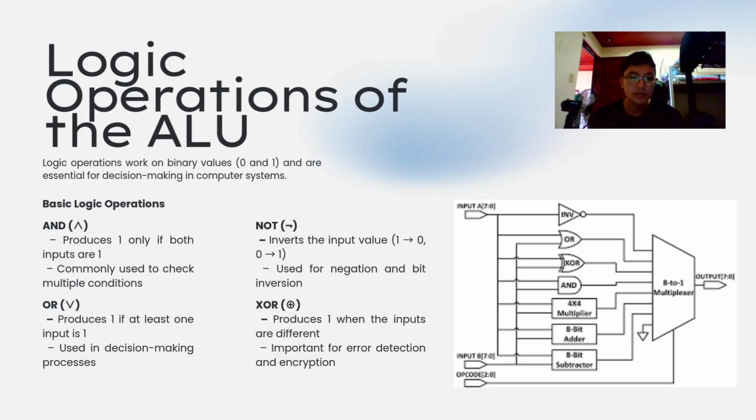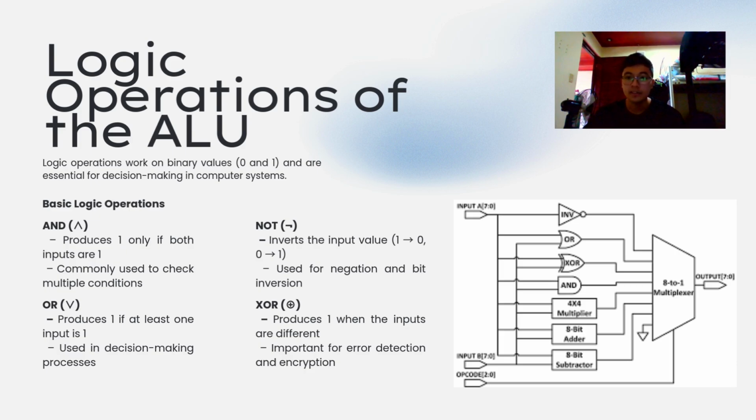The logic operations work on binary values 0 and 1 and are essential for decision making in computer systems. So here are the basic logic operations. First is the AND operation. The AND operation produces an output of 1 only when both inputs are 1. If any input is 0, the result is 0.